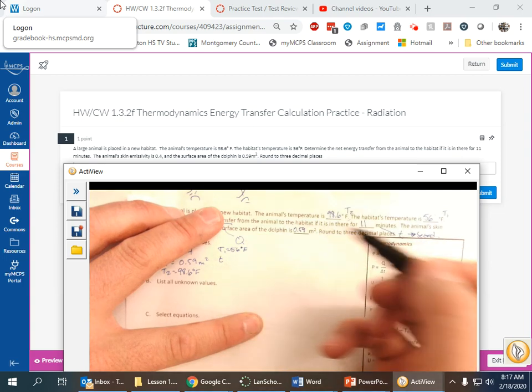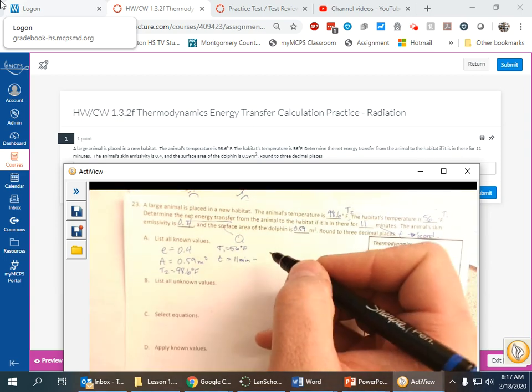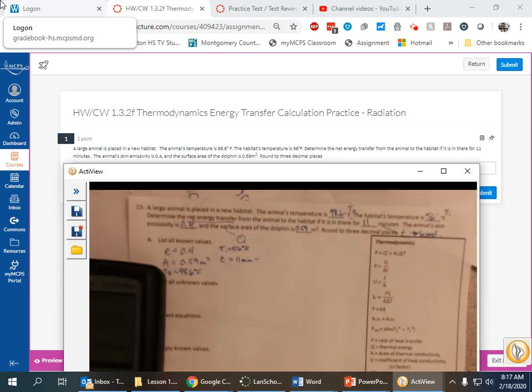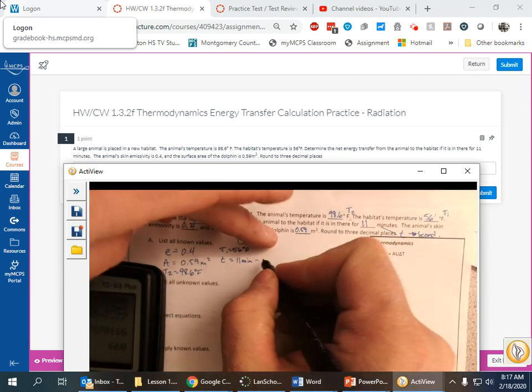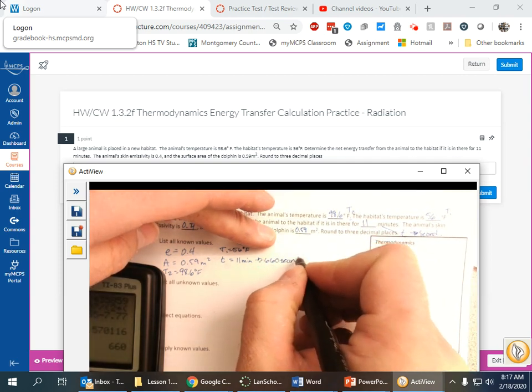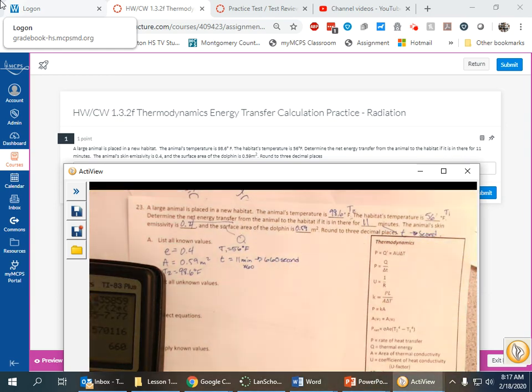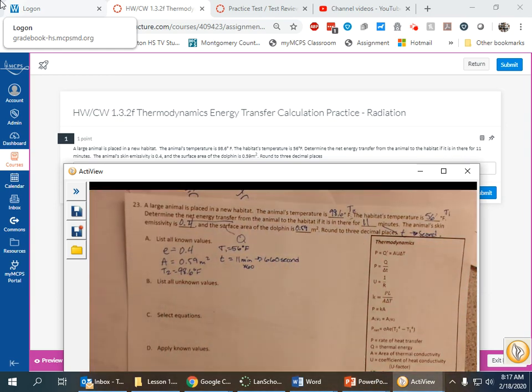And I know the time is 11 minutes, and I'll go ahead and convert that. 11 times 60 is 660 seconds. I just multiplied by 60 to get that. All right. Anything I'm missing there? It looks like I got it all.